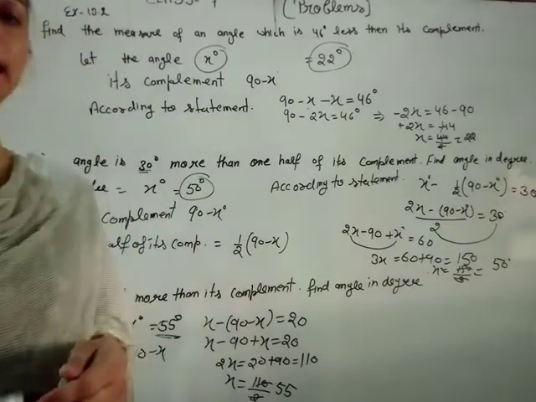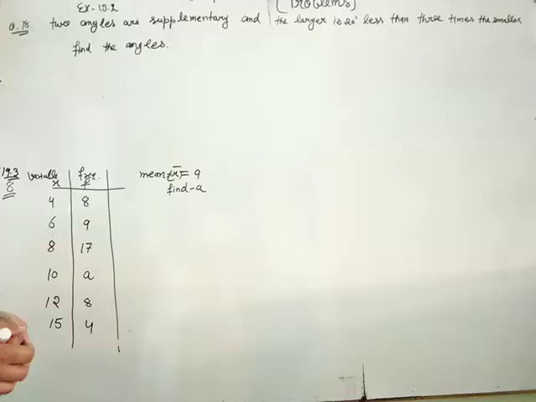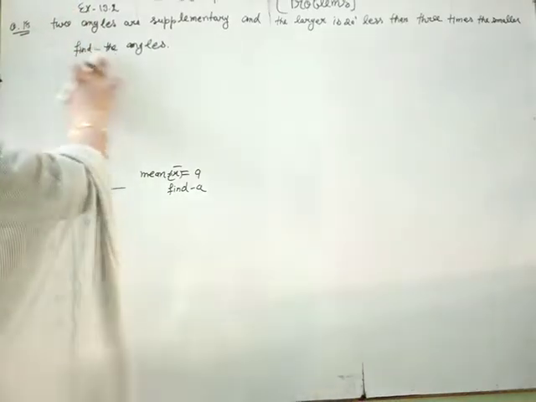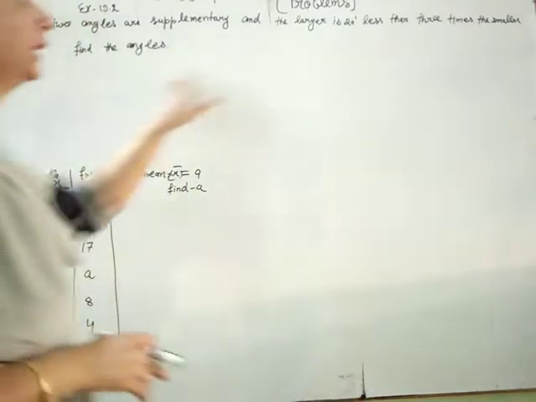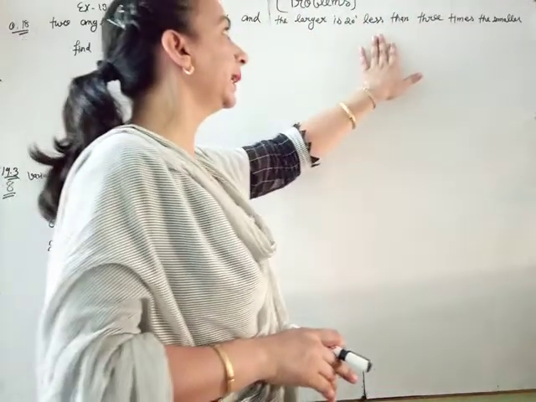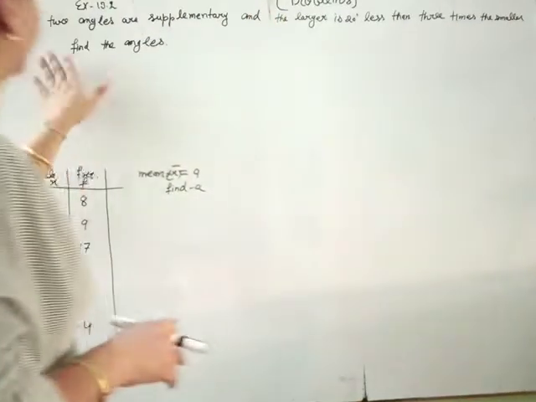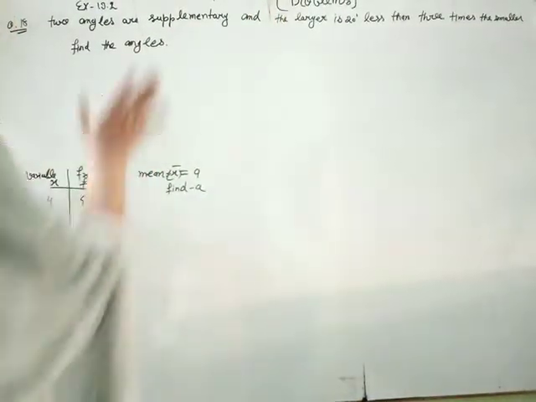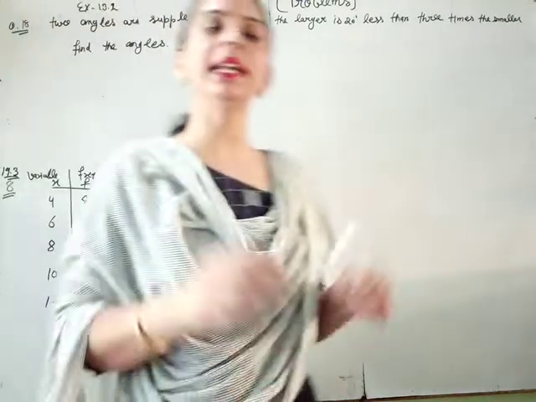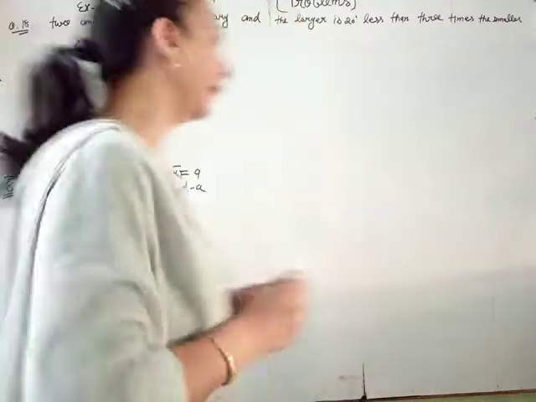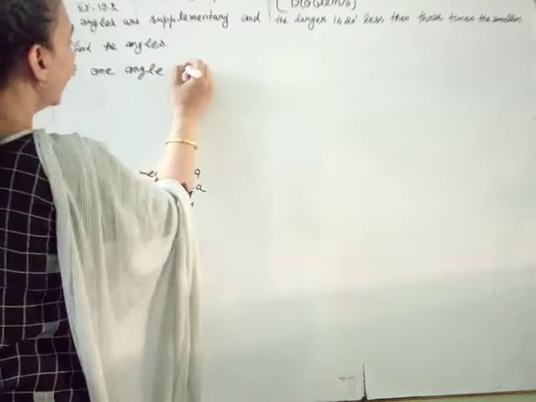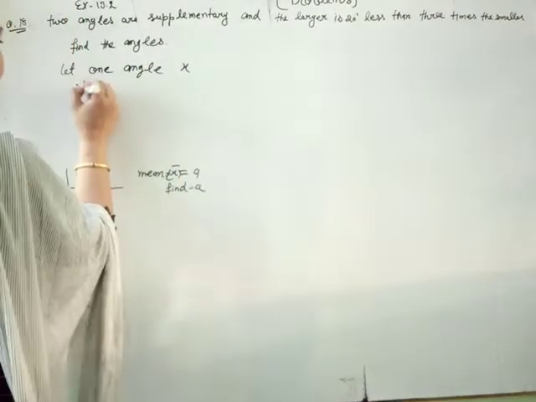Okay. Next, question number 18 of the same exercise 13.2. Two angles are supplementary and the larger is 20 degrees less than 3 times the smaller. Find the angles. First, we have two angles and they are supplementary, and we know that two angles are supplementary if the sum of the two angles equals 180. Then let one angle be x. Then its supplement is 180 minus x.